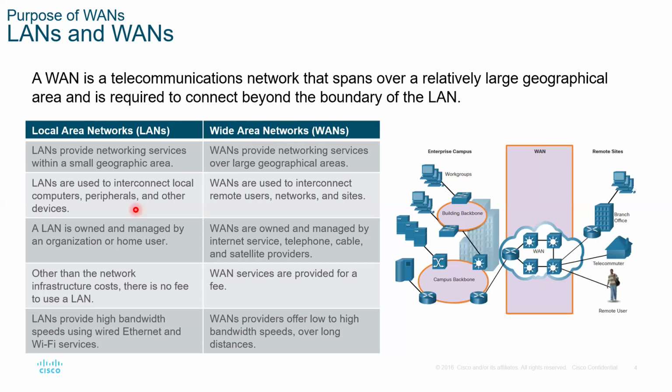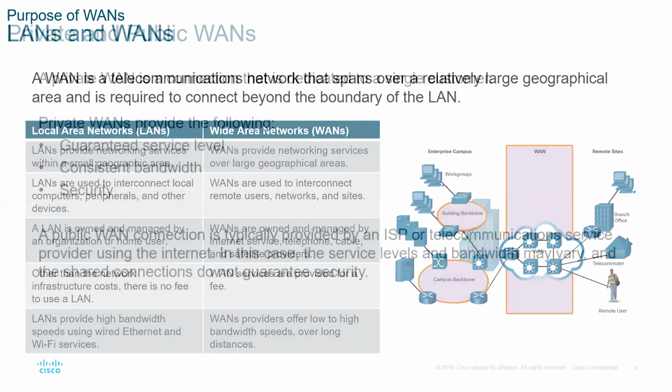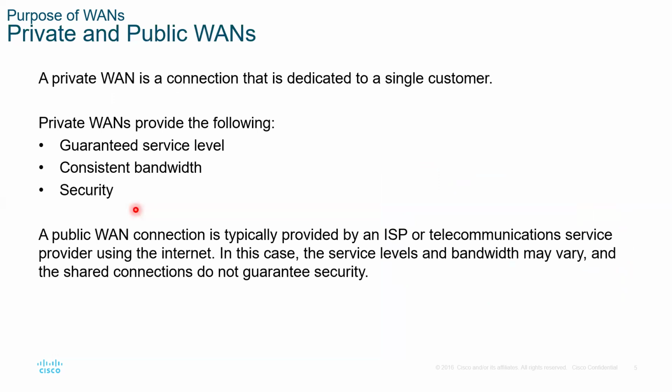LANs provide high bandwidth speeds. WANs offer low to high bandwidth speeds over longer distances, while LANs are over short distances. Then we have private and public ones.